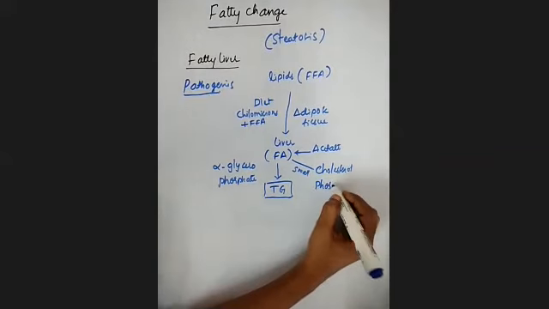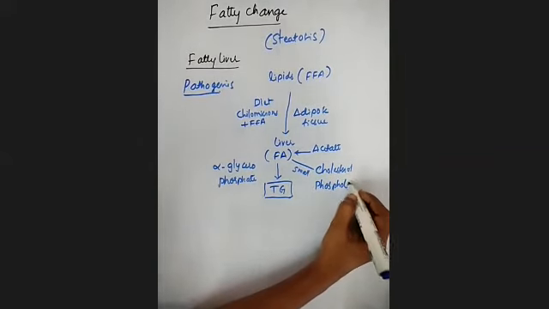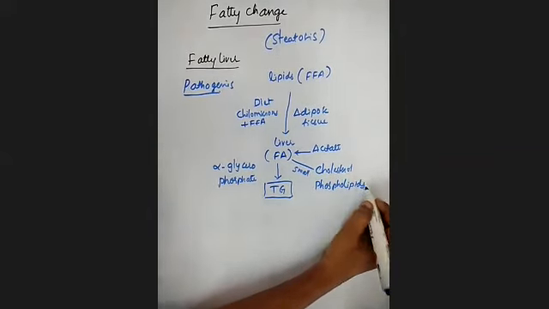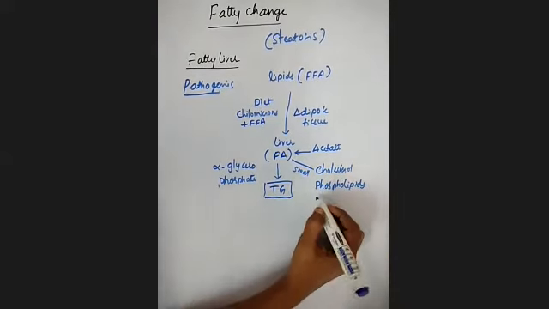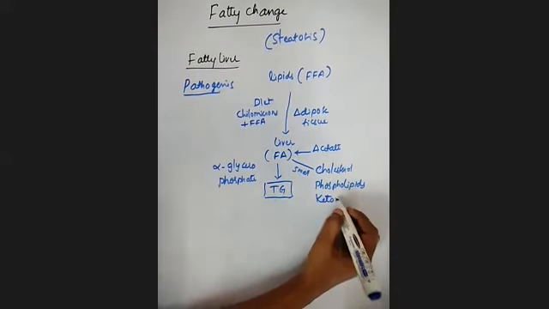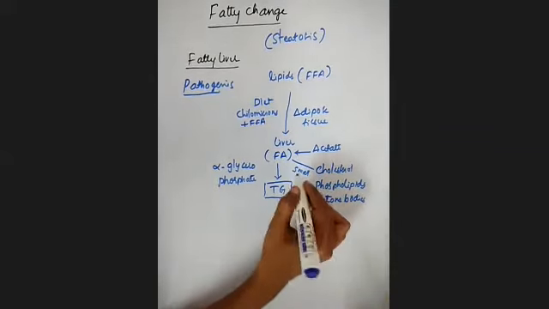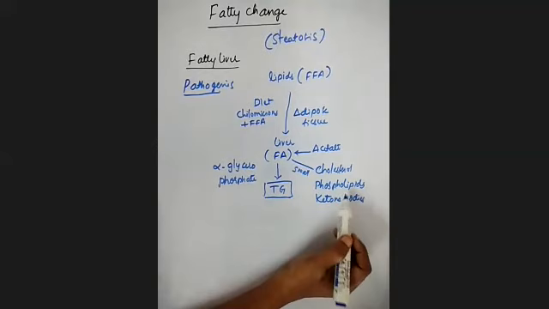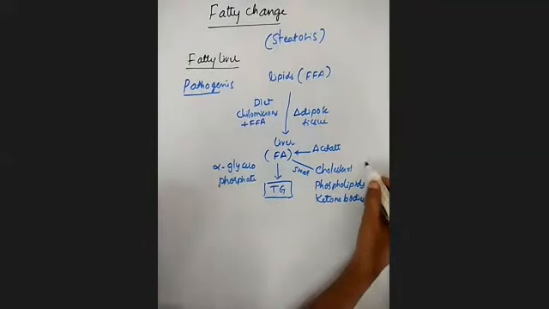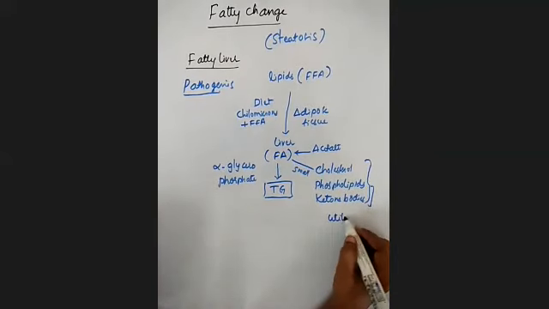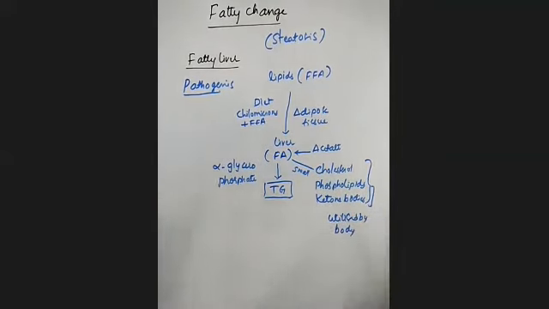Next, it will be converted into phospholipids, and also into ketone bodies. That means a very small amount of the fatty acids will be converted into cholesterol, phospholipids, and the ketone bodies. These three things are going to be utilized by the body.